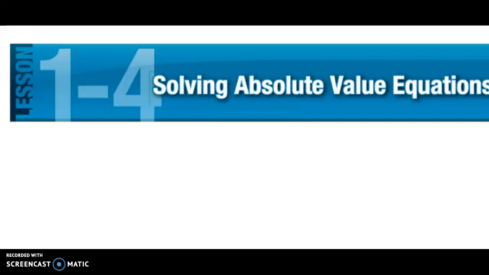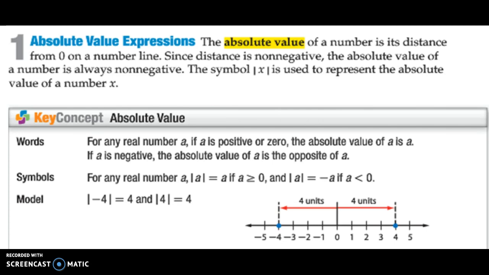Today we're going to be working on solving absolute value equations. Just as a reminder, the absolute value of a number is its distance from 0 on a number line. Since the distance is non-negative, the absolute value of any number is also non-negative. Anytime you see the absolute value symbol like this, you're going to know whatever number comes out of there is going to be non-negative.